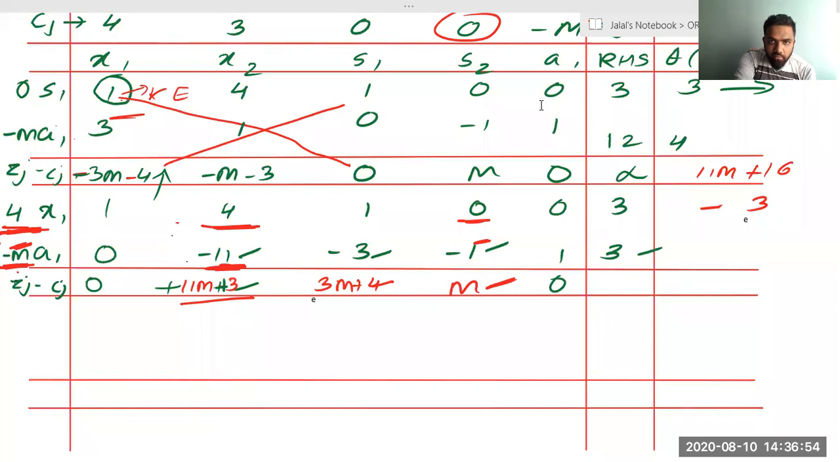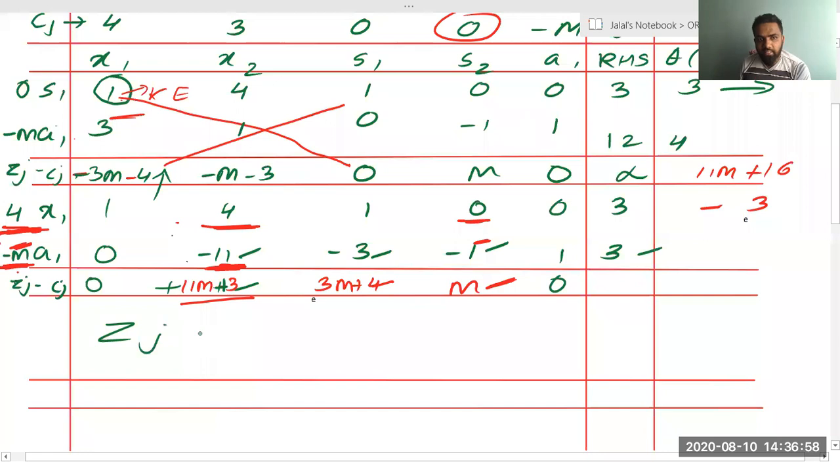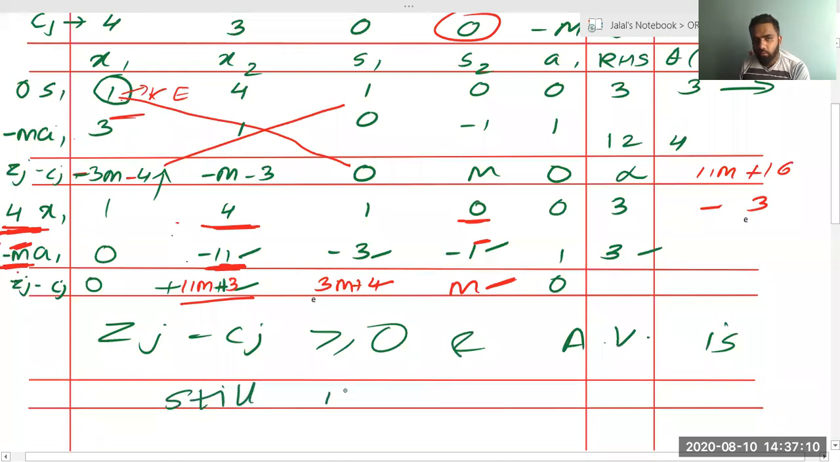All positive. Okay. So nice. So what have you understood? Zj minus Cj is greater than or equal to 0, right? Okay, and artificial variable is still there in the solution. You can see the artificial variable is still there in the solution.